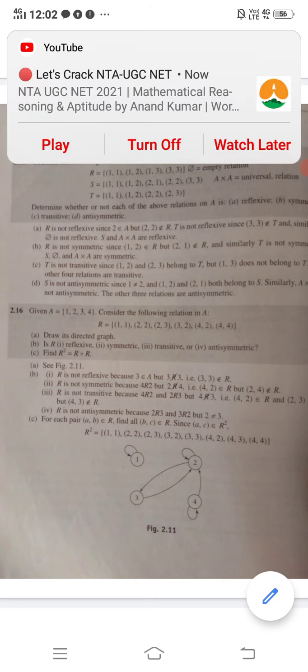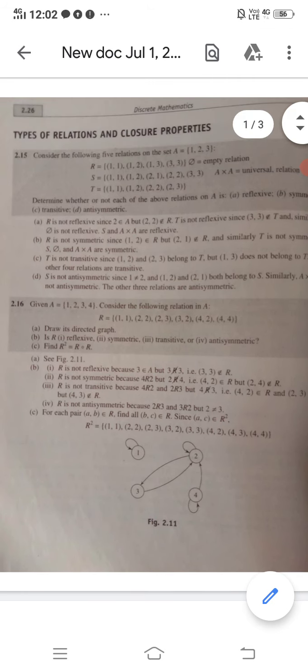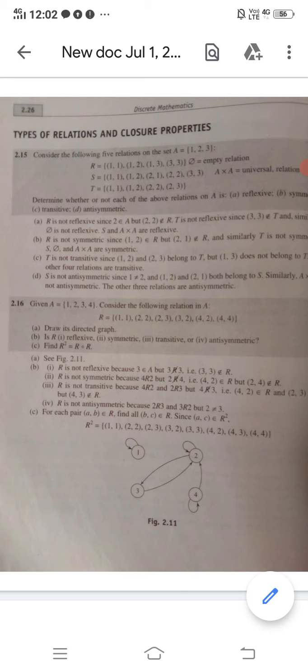So let's check symmetry. The condition of symmetric must be known for solving symmetric relations. Let's check R. The condition of symmetric is: if (a,b) is there, then (b,a) should also be there. So check R. (1,2) is here, but (2,1) is not here, so R is not symmetric. Let's check S. (1,2) is here, (2,1) is also here, so S is symmetric.